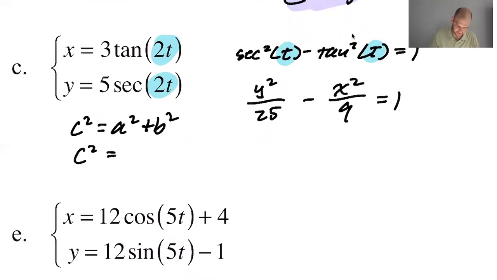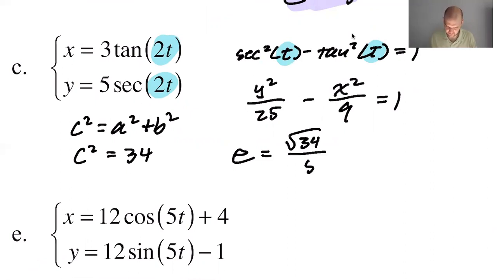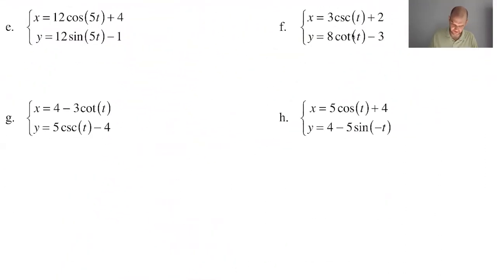So c squared is 34. So the eccentricity is going to be radical 34 over, for a hyperbola, a always comes first, so it's just 5. And then that should be bigger than 1, which it definitely is. And we can check it, but I'm not going to. There's so many of these.